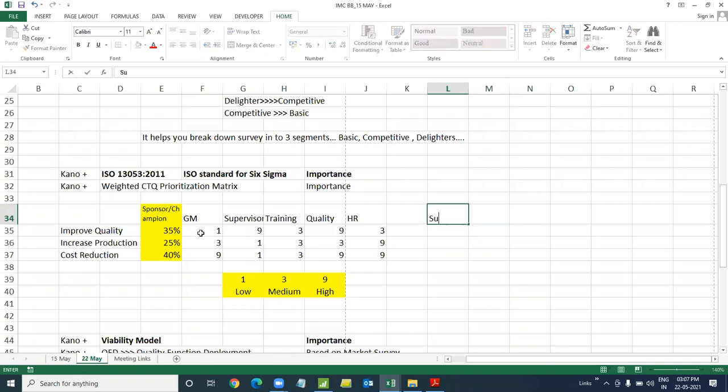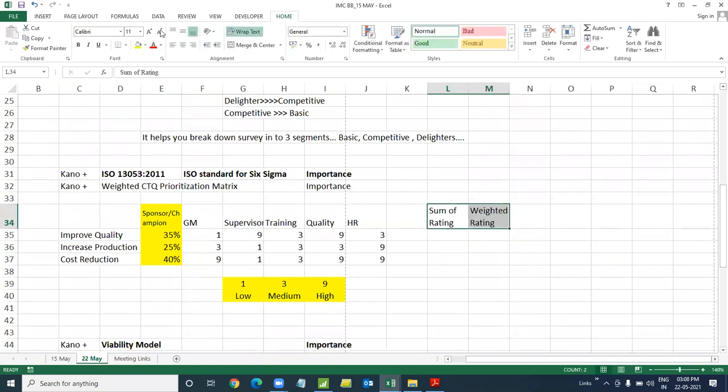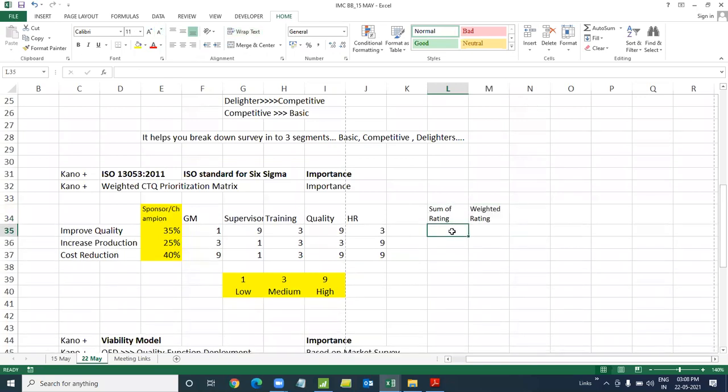So this is the sum of the ratings of the people, and then there is a final one, which is the weighted rating. We finally get a weighted rating, which is what we are interested in to select a project. Sum of rating is just adding up all the ratings, and then the weighted rating is this sum of rating multiplied by the weightage given by the sponsor. We do not disclose this, otherwise people will be biased. We do not want to share what was given by the sponsor or champion. So this is the final rating.